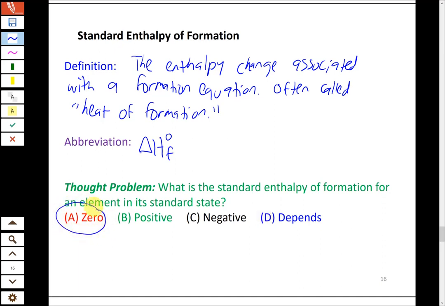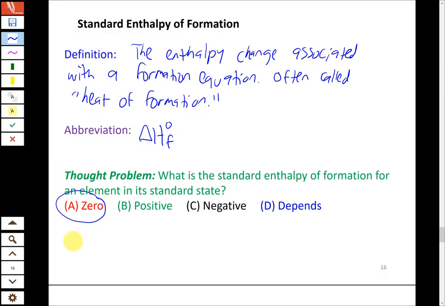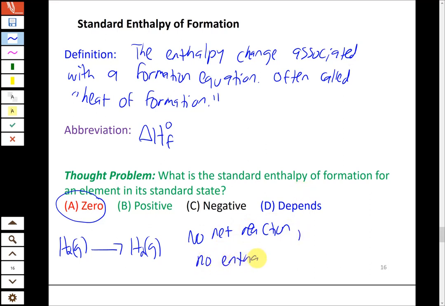When you have an element in its standard state, you already know that the delta H of formation is 0 for that element. It'll be non-zero for any compound, but it's going to be 0 for the element. The reason is, let's say we're doing the enthalpy of formation for hydrogen gas. A formation equation involves forming the substance from its elements. If we're going to form H2 from H2, there's no net change, right? There's no net reaction if we're forming an element from itself, so there's no enthalpy change. So the standard delta H of formation for any standard state element is exactly 0.